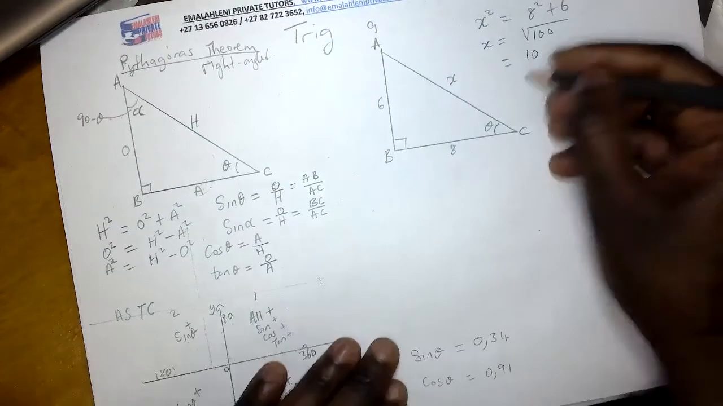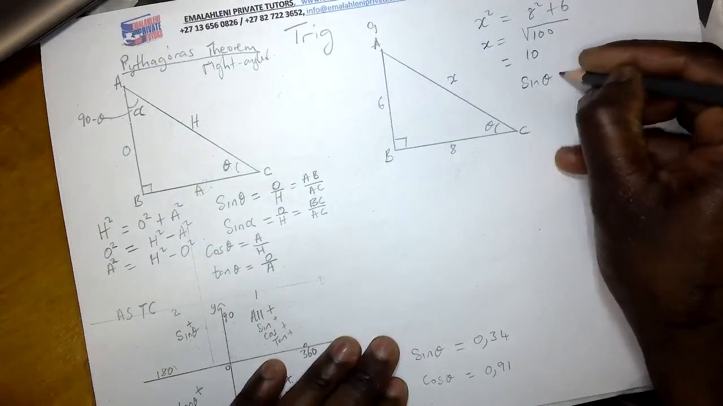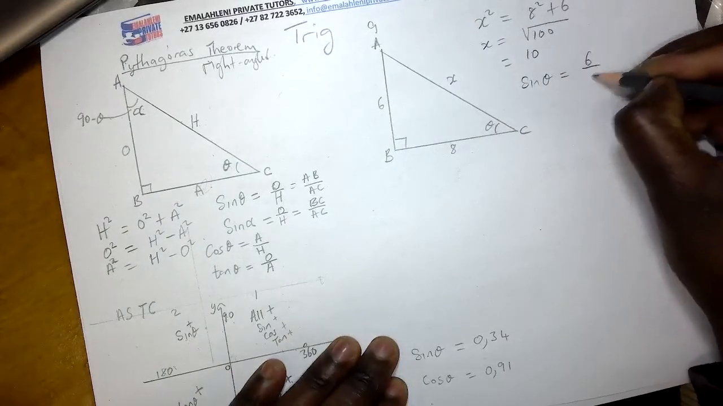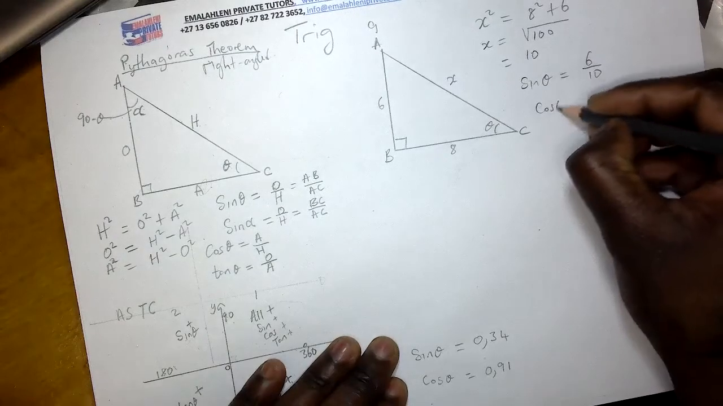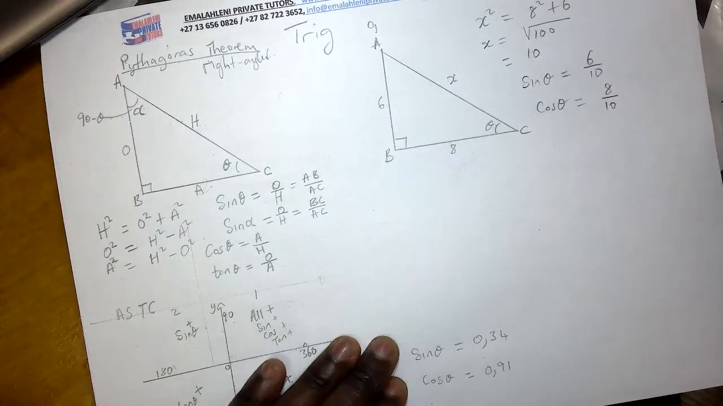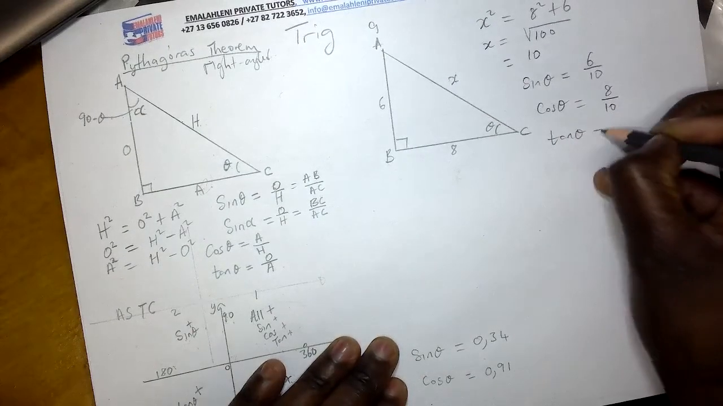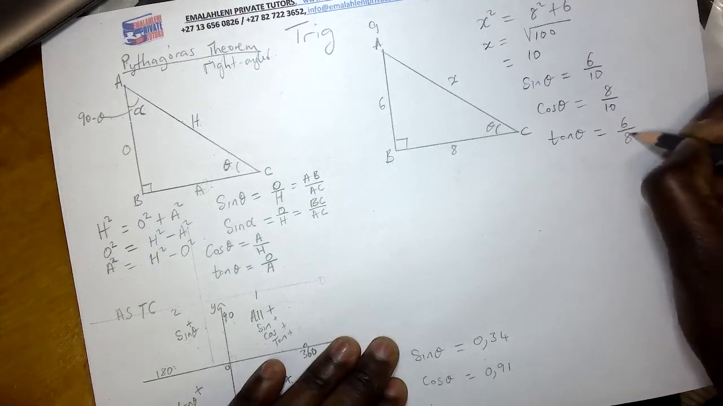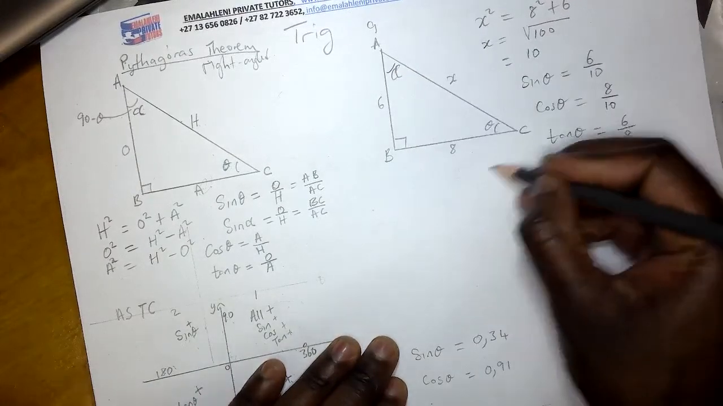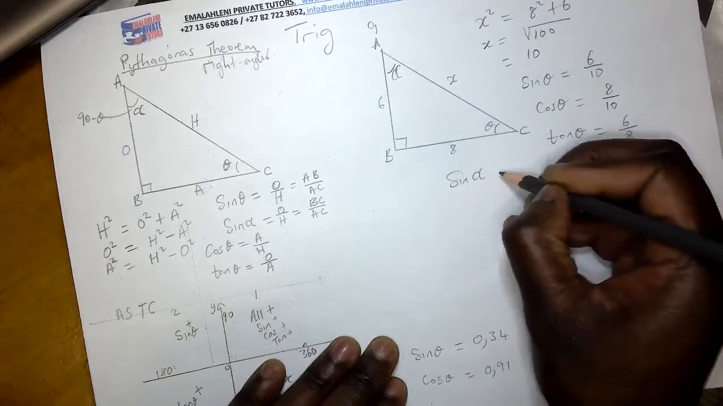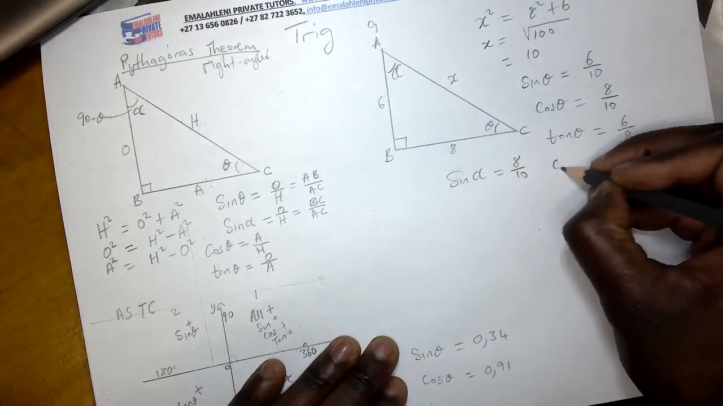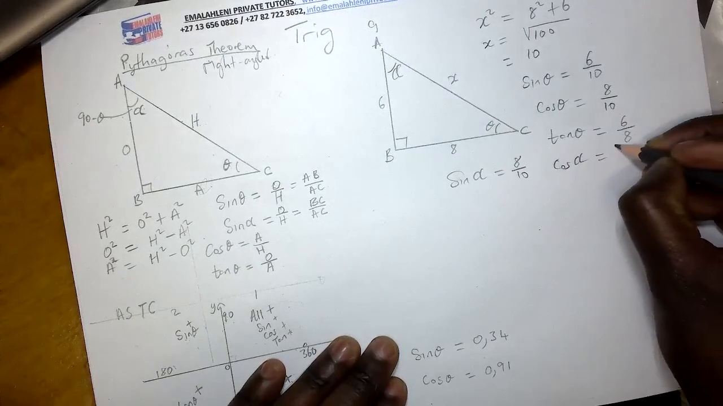Now if we are to look for sine theta, we say sine theta is equal to opposite over hypotenuse, 6 over 10. Cos theta is equal to 8 over 10. Now, what about tan theta? It is going to be equal to 6 over 8. But now, let's check again. If we put alpha here, sine alpha is going to be equal to 8 over 10, and cos alpha is going to be equal to 6 over 10.